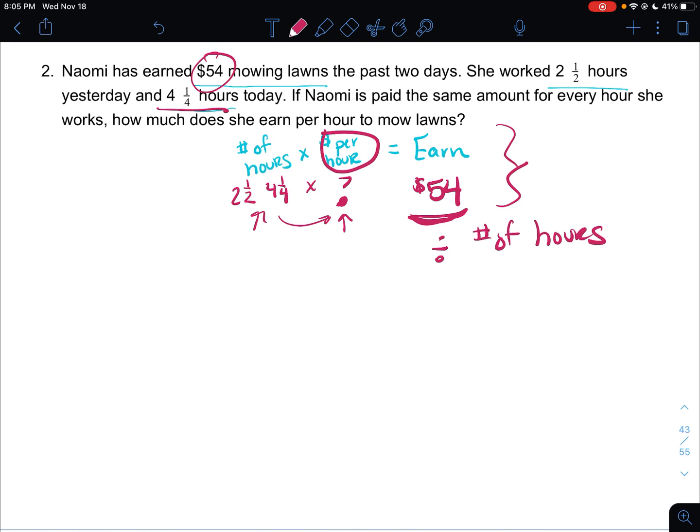So I need to figure out first how many hours Naomi worked. She worked 2 1/2 one day and 4 1/4 the other day. So I need to add those to figure out how many hours she worked in all. So I'm going to add 2 1/2 plus 4 1/4. Okay, I need to make these improper fractions to easily add them. So 2 times 2 is 4, plus 1, 5/2, plus 4 times 4 is 16, 16 plus 1 is 17/4.